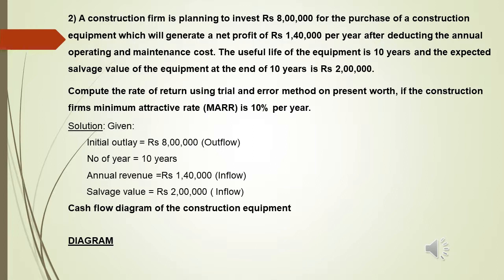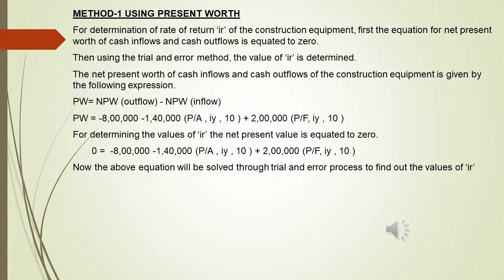Okay, in the diagram, like I told you, whatever is going outwards, let it be in the downward direction, and let the arrow be in the upward direction for inflows. Okay, so using this method, let's move further. So first we will calculate using the present worth method.